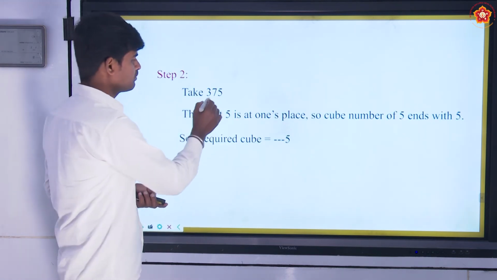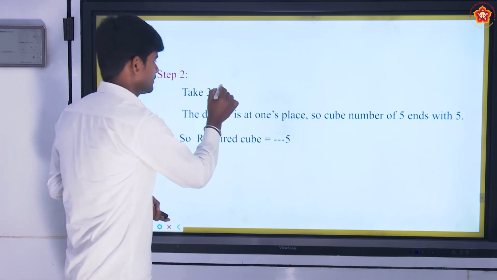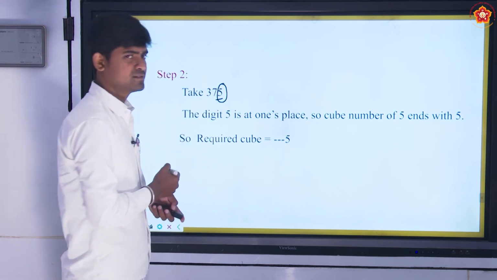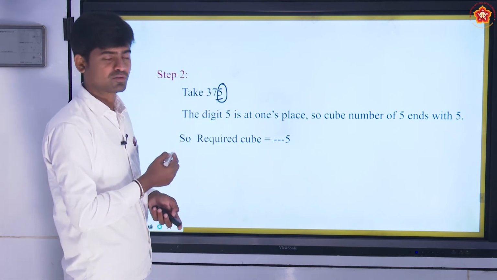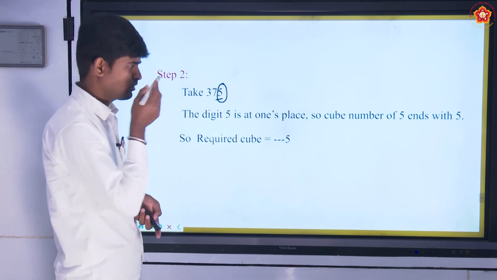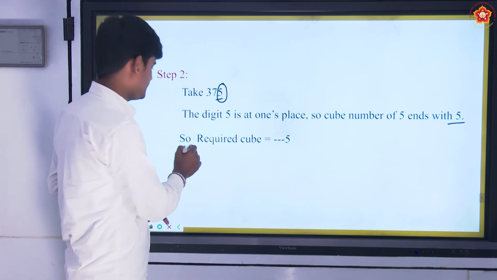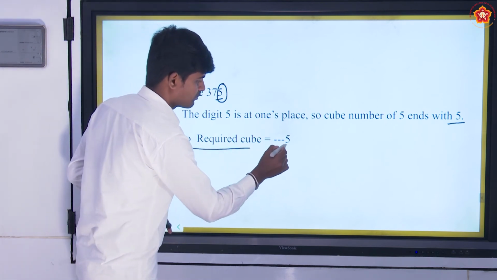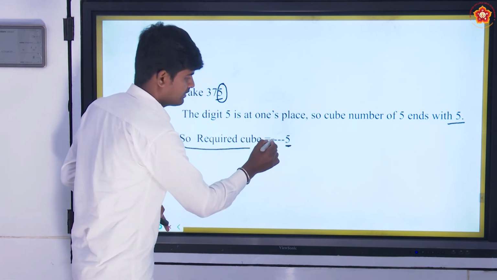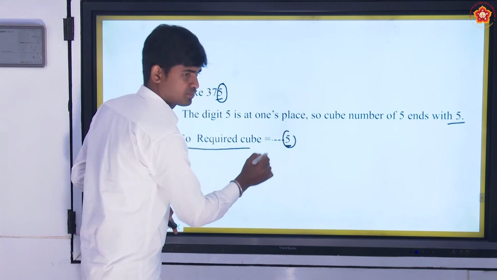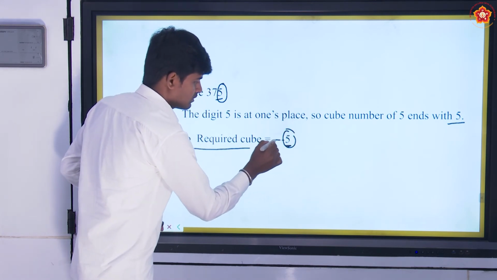See, in step 2, 375. In the unit digit, it has 5. So, the cube root of that number also ends with 5. So, we can easily find out. So, the required cube root has 5 at the unit place. Now you have to find the 10th place.